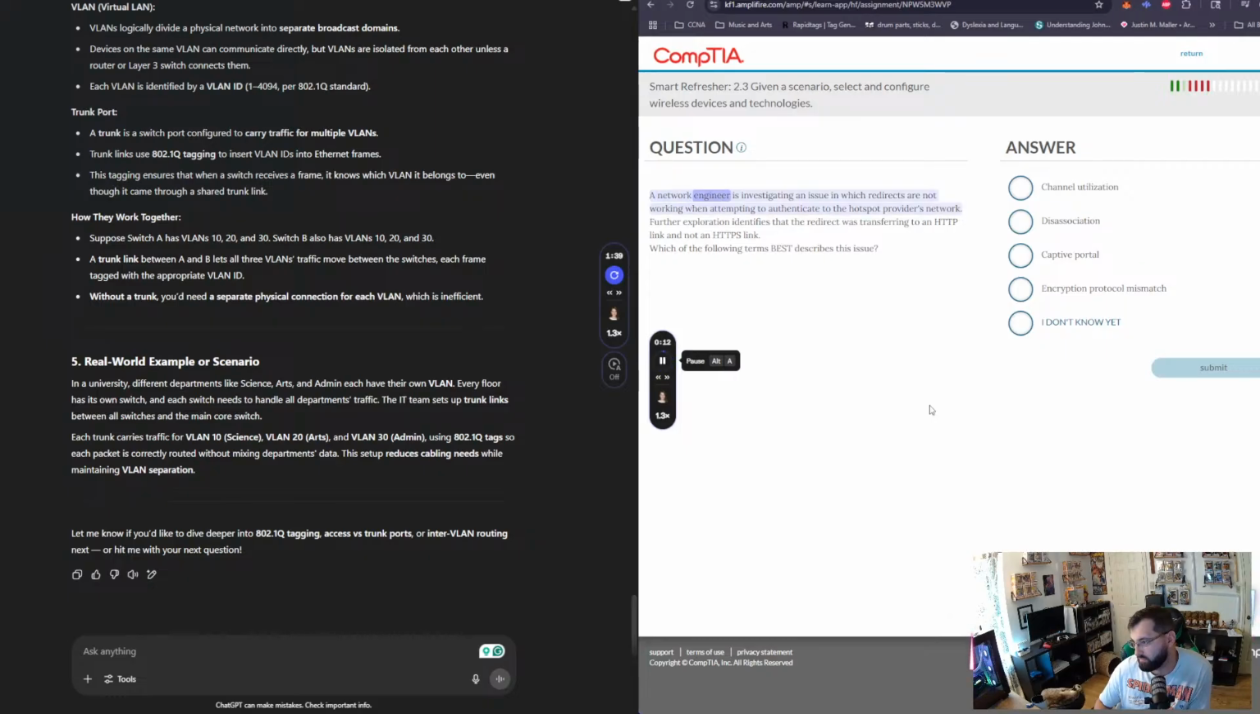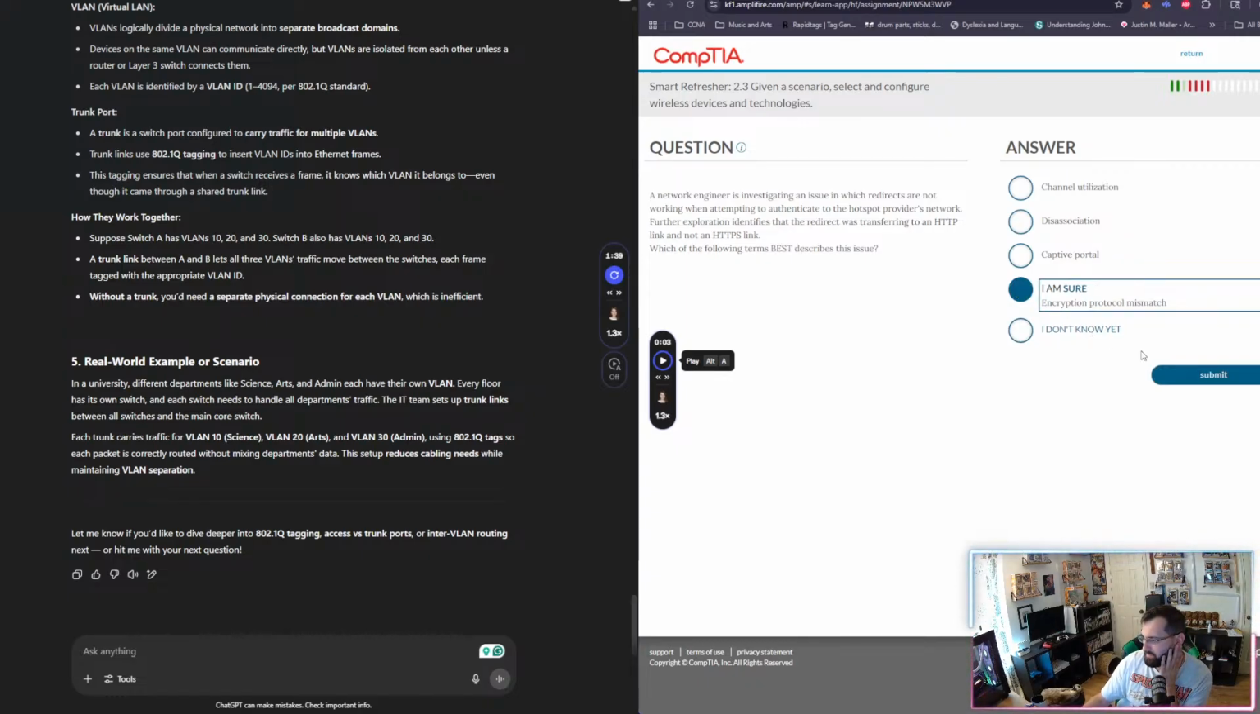A network engineer is investigating an issue in which redirects are not working when attempting to authenticate to the hotspot provider's network. Further exploration identifies that the redirect was transferring to an HTTP link and not an HTTPS link. Which of the following terms best describes this issue? An encryption protocol mismatch.